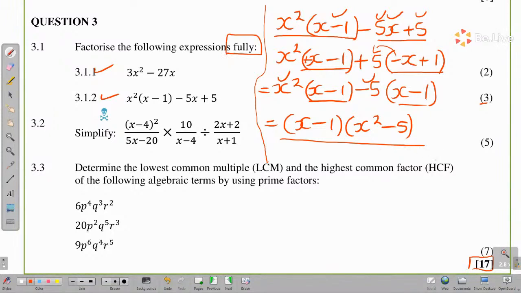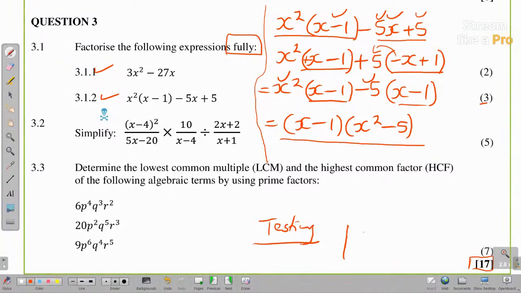Now look at this one. It's x minus 1 and it's x squared minus 5. Now, how can you test? Let's say you want to test. Let me just give a bit of testing. How do I usually test?